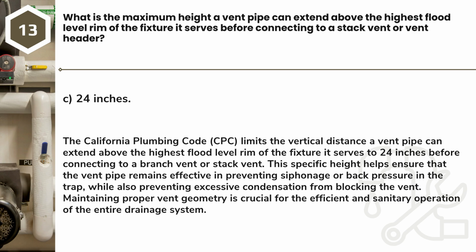Answer: C. 24 inches. The California Plumbing Code, CPC, limits the vertical distance a vent pipe can extend above the highest flood level rim of the fixture it serves to 24 inches before connecting to a branch vent or stack vent. This specific height helps ensure that the vent pipe remains effective in preventing siphonage or back pressure in the trap, while also preventing excessive condensation from blocking the vent. Maintaining proper vent geometry is crucial for the efficient and sanitary operation of the entire drainage system.